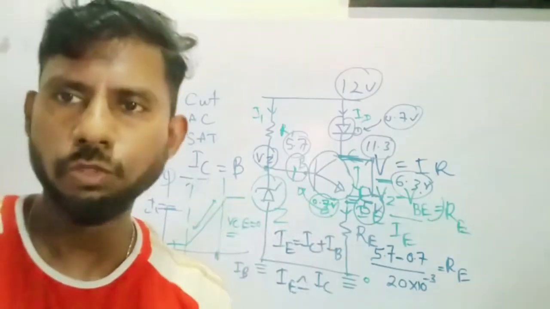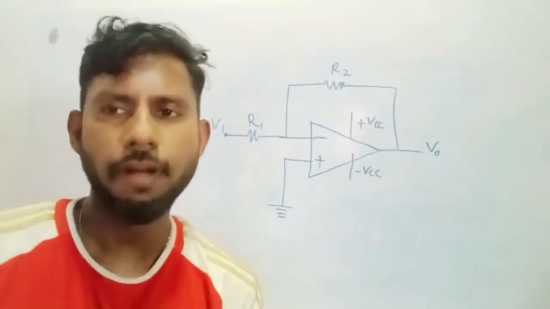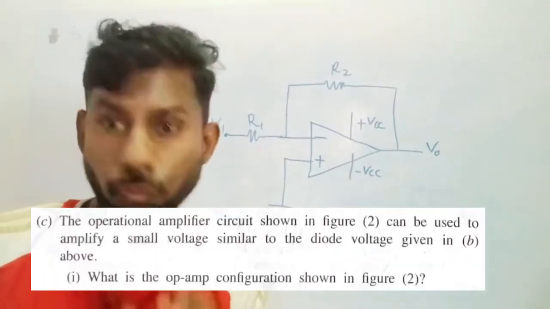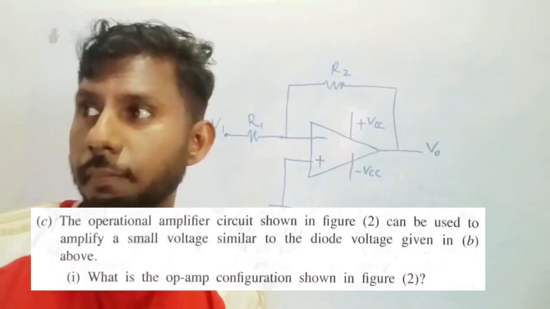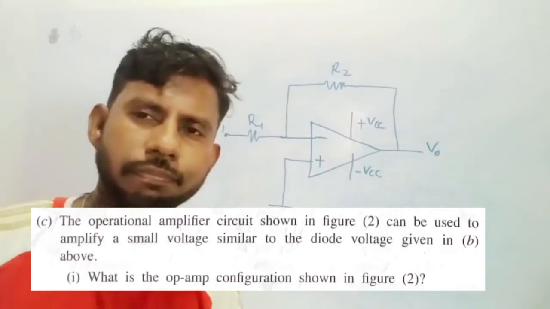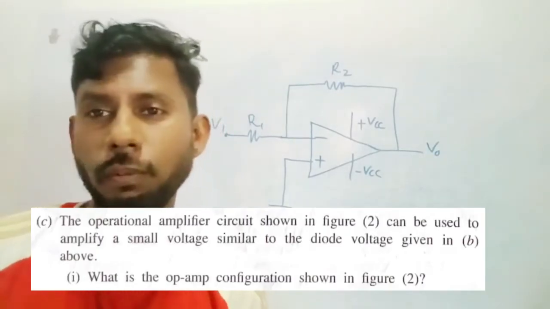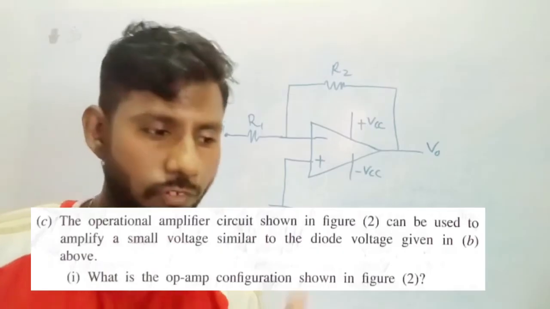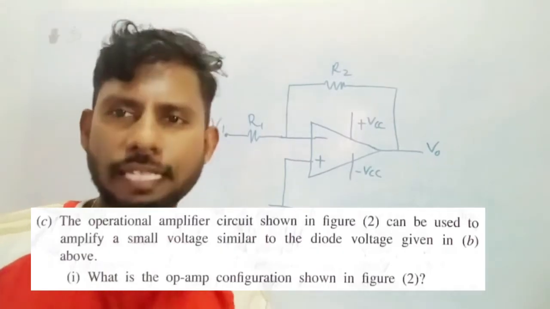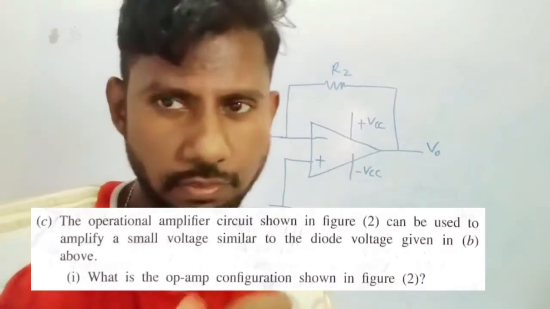So now we are moving to part C, where we get an operational amplifier. First question: what is the operational amplifier configuration shown in Figure 2? Students, it's an easy question. I hope you must have done many questions like this. If you cannot tell the type of configuration of this, you haven't studied, right?